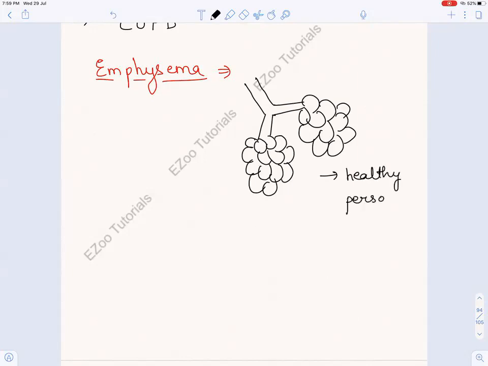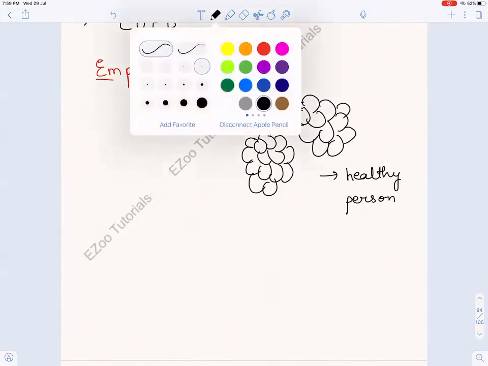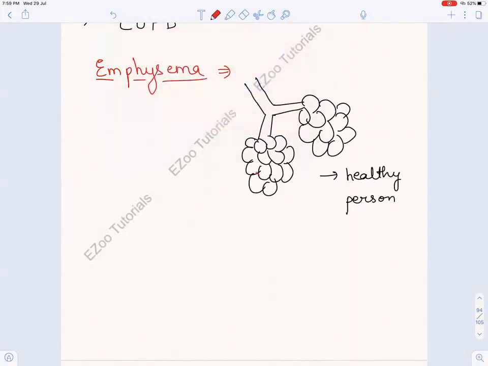Remember this. Now what do these alveoli have? They have elastin fibers. Suppose these are the elastin fibers, and these are present in the alveoli of a healthy person. This is very important. This is what I have drawn with the red, the elastin fibers. And what do elastin fibers do? They help in the recoil of the alveoli during inspiration and expiration.